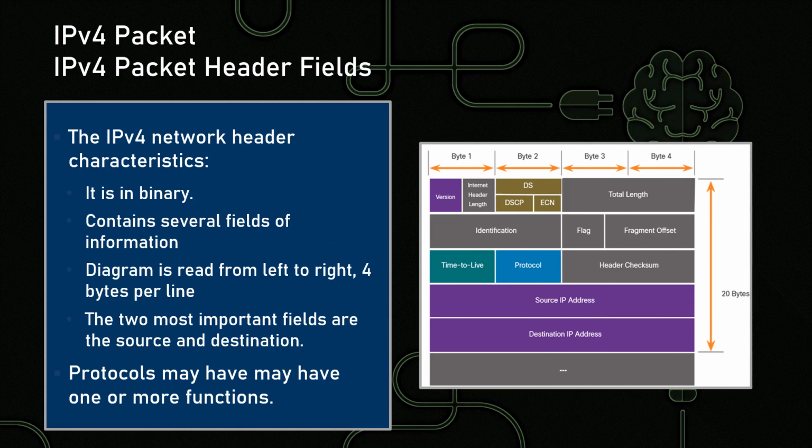The characteristics of the IPv4 network header are as follows. It is in binary, simplifies the overhead, and contains several fields of information written, in this diagram at least, left to right, 4 bytes per line in order to comprise the entire 20-byte header. Protocols may have one or more functions involved, but as always, the source and destination are going to be the most important for IPv4. All these various options, if you will, are not going to be anywhere near as necessary as being able to process the correct source and destination.